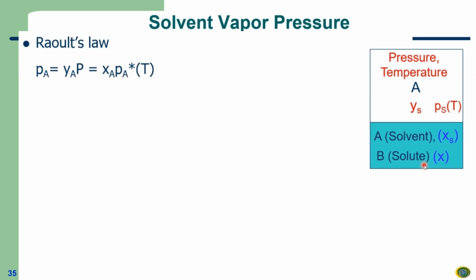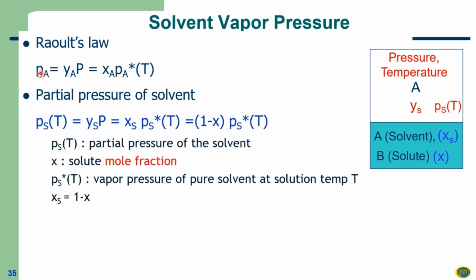According to Raoult's law, we understand P_i equals y_i P equals x_i P_i star, a function of T. That's what we know. This is Raoult's law, and then the partial pressure of the solvent. If we think there are only two species in the liquid phase, one is water and one is sugar, for example, you can modify this equation like this. P_S is the partial pressure of the solvent as a function of T, equal to x_S P_S star.